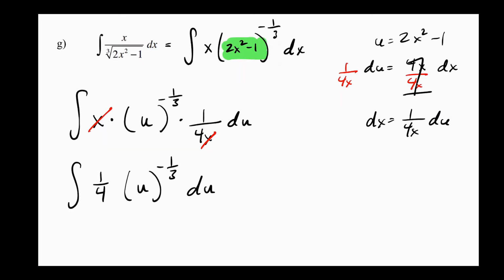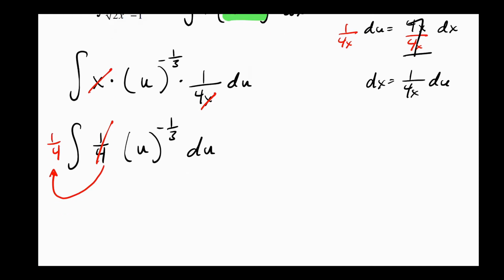1/4 I can deal with. 1/4 is just a multiplier. It's a coefficient. Okay, so I'm going to move that out to the front. So that's going to give me 1/4 integral of u to the negative 1/3 du.